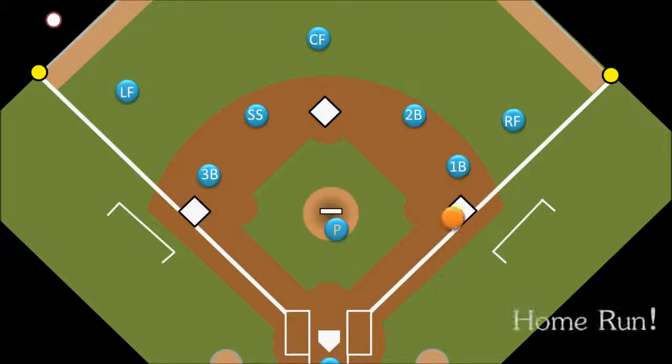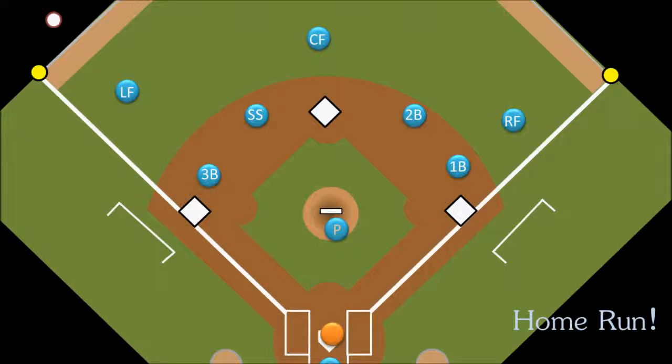Home runs must be in fair territory between or off of one of the foul poles. And when this happens, the batter cannot be tagged out, so he can take his time jogging around the bases. It also means that any runners who were on base when the home run was hit also get to score as well.